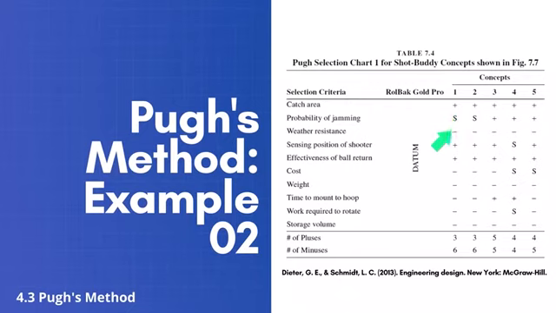And then negative means poorer than. So for concept 1, in terms of weather resistance, when compared to the Rollback Gold Pro datum product, it is negative. So negative means that concept 1 is not better than the Rollback Gold Pro product in terms of wear resistance. And then the calculation of the value is about the same as the previous slide.